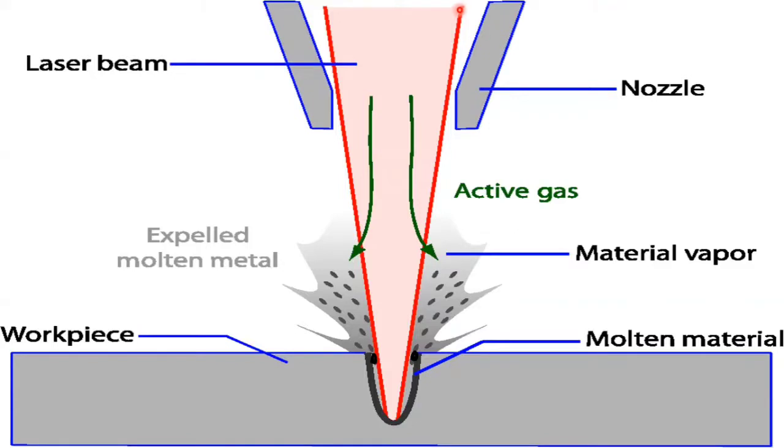This is a simple diagram of the drilling process using laser. First, a laser beam is incident on a workpiece. When a high intensity laser beam is incident on the workpiece, it makes a cavity in the workpiece. While making the cavity, the material gets molten and then a plume of vapor comes out from that cavity.